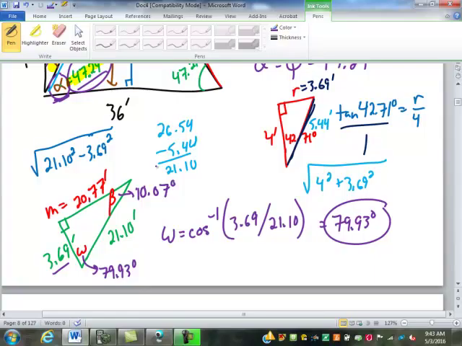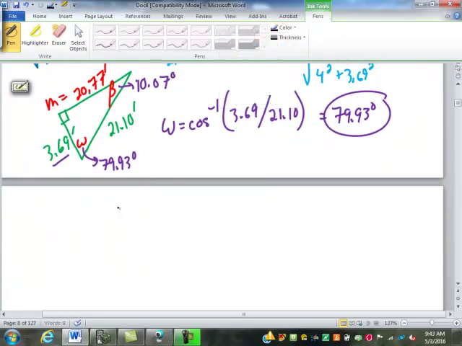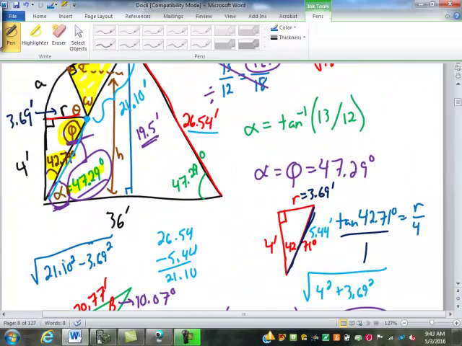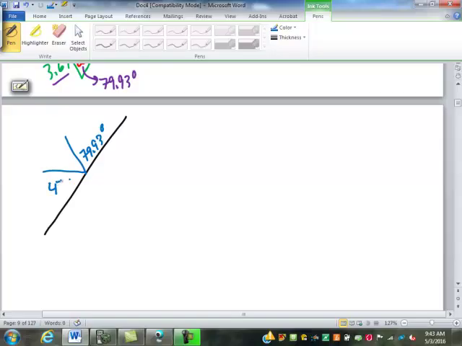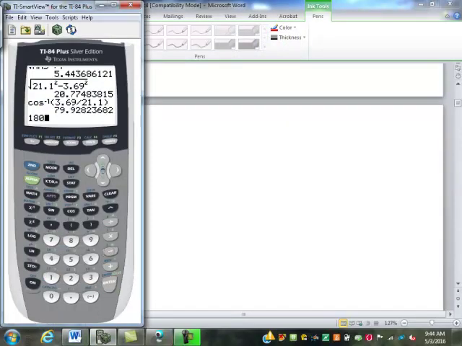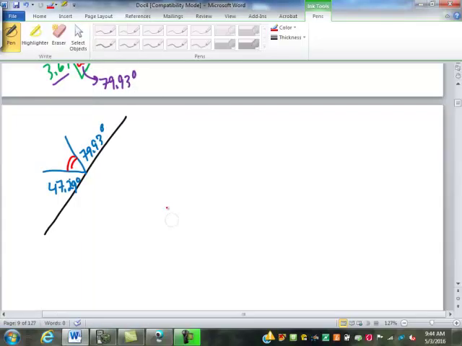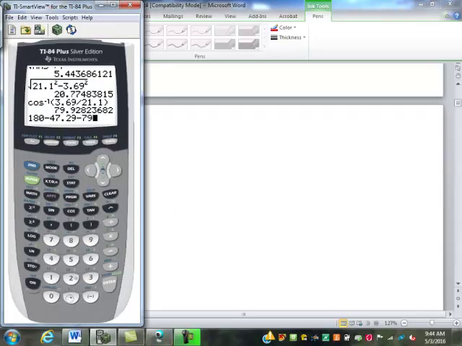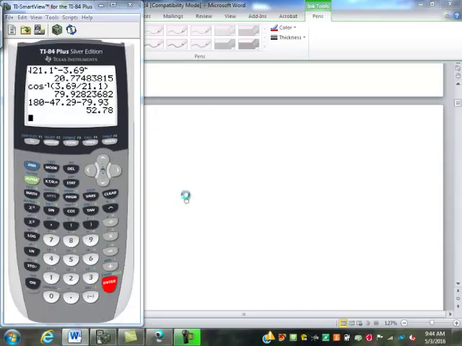I still need to find theta. Let's take a look at theta. If this is the slope of my roof, I have this angle, which is the 79.93 that I just found. I have this angle here, which was 47.29. So then it's 180 minus those two, isn't it? Giving us 52.78.